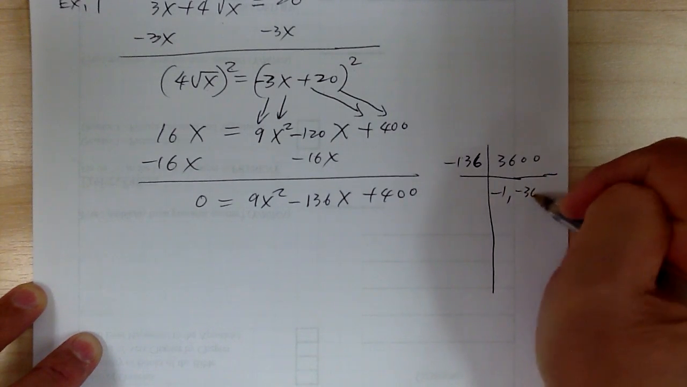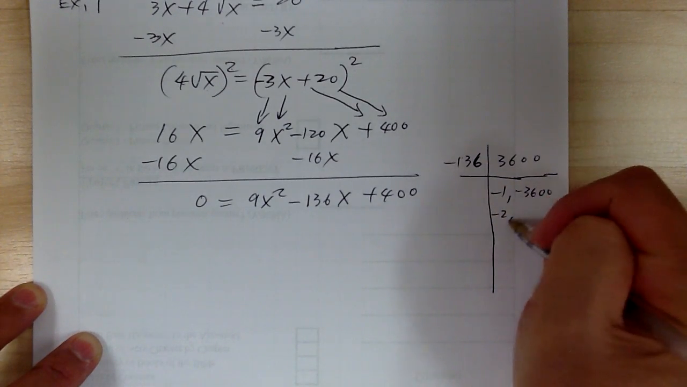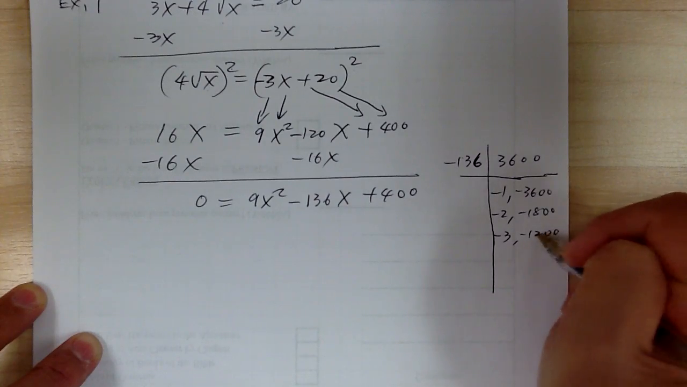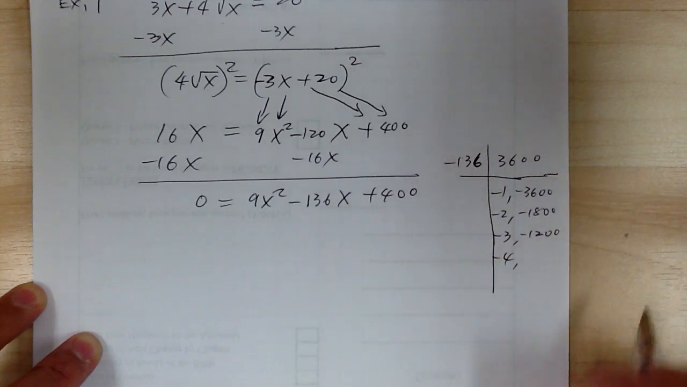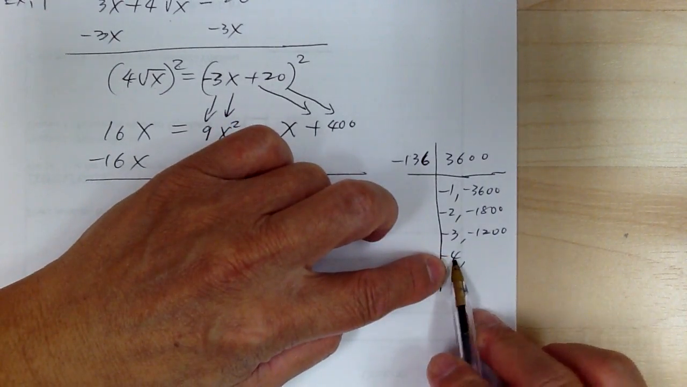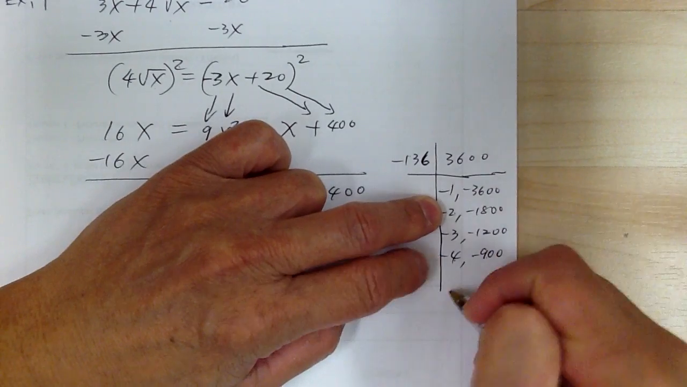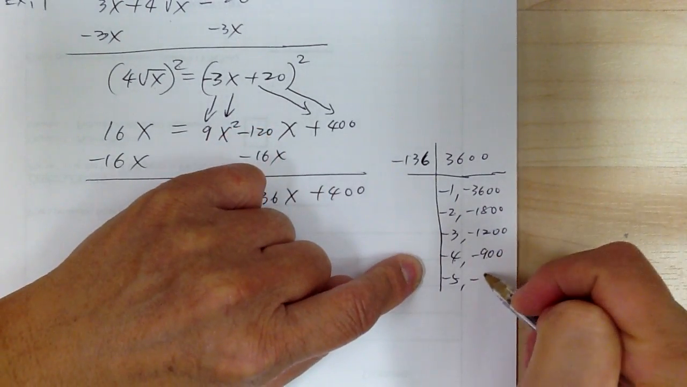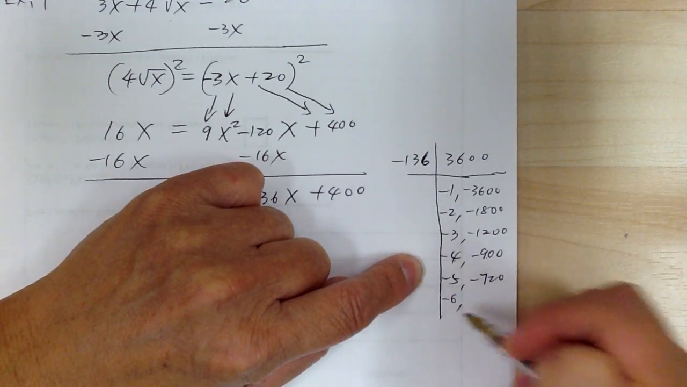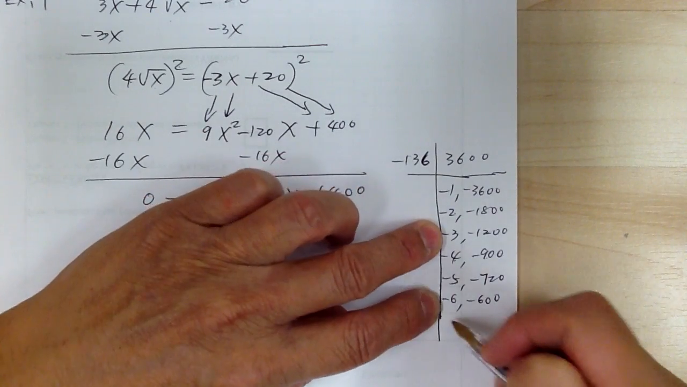So what you want to do is you start with negative 1, negative 3600. The reason you want to do this is to make sure you don't miss anything. Negative 2, negative 1800, negative 3, negative 1200. Negative 4. Another reason you want to list this is so that it becomes very quick. Notice that this is twice as much as that, so this will be half of that. So it will be 900. Negative 5, so negative 720. Again, when you use 6, use a 3. So it will be negative 600. So actually, you can get it pretty quick.